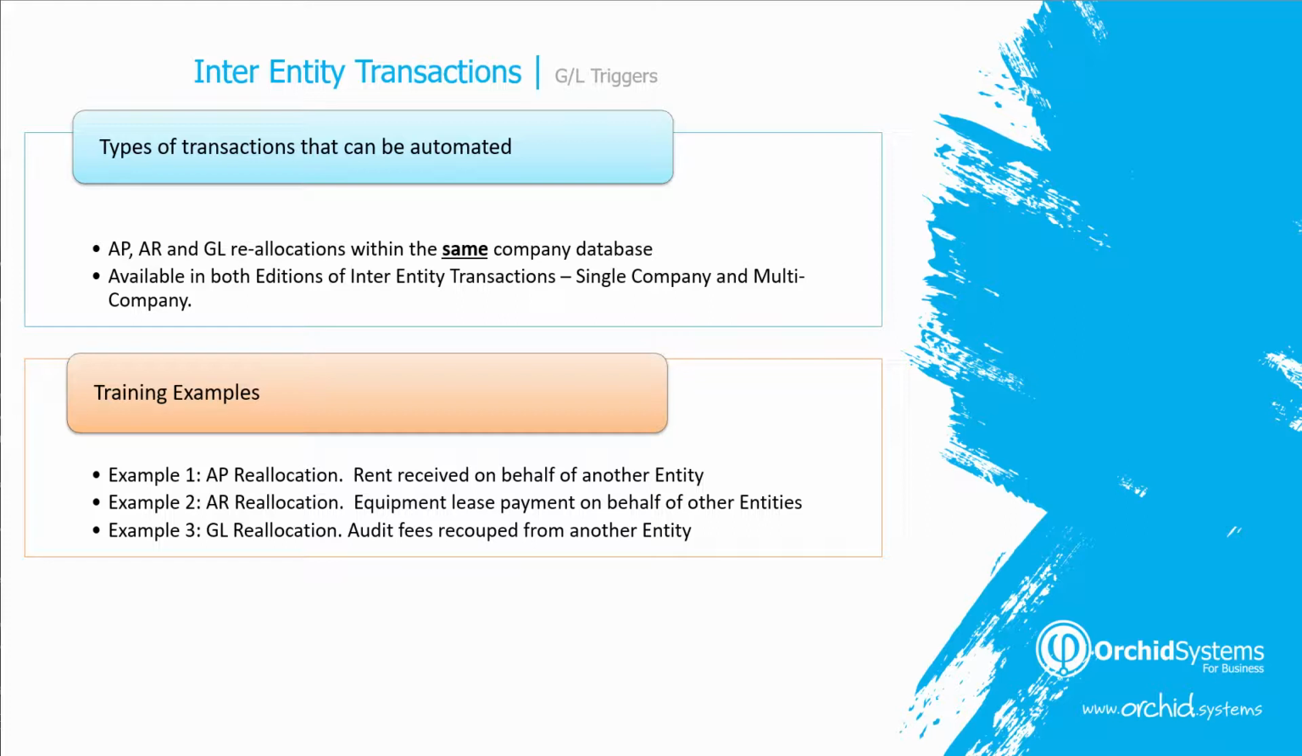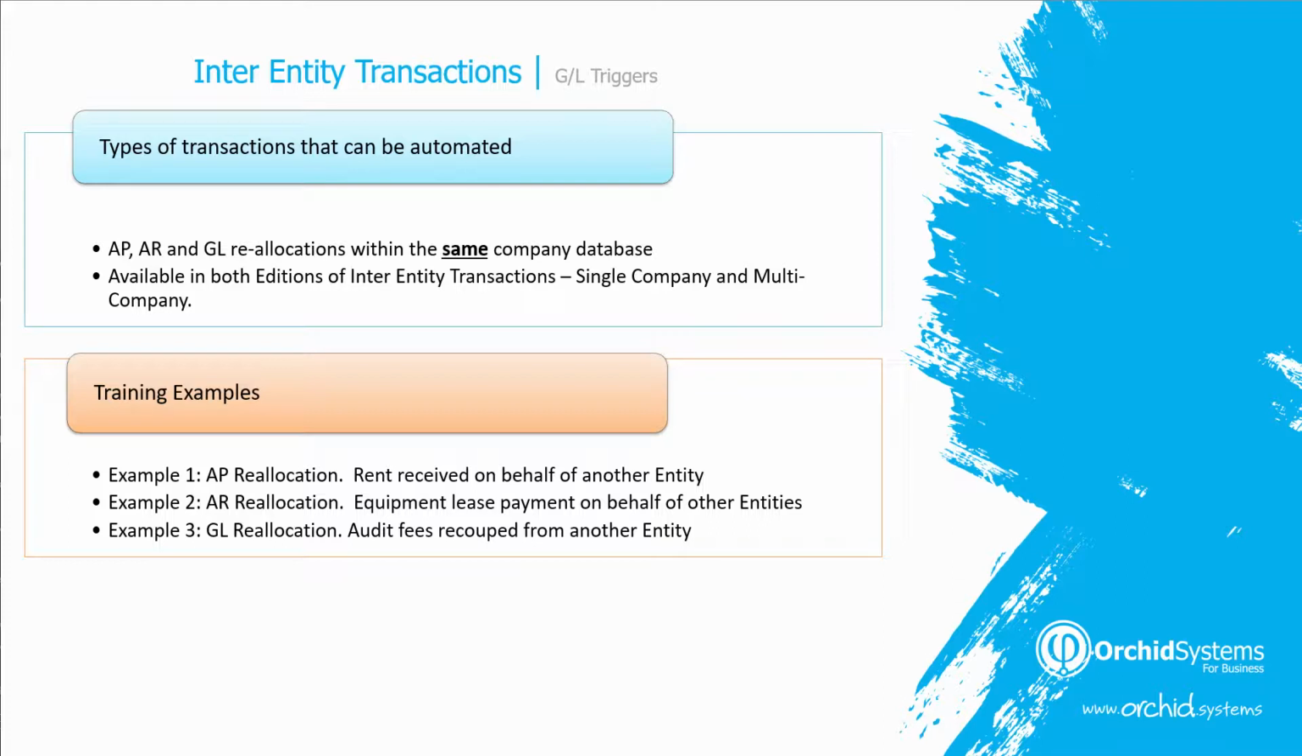I'm going to do an AP reallocation. For example, if Entity 1 receives rent on behalf of other entities, we can automate an AP reallocation, an accounts payable invoice, to pay the other entities the amount of rent received on their behalf.